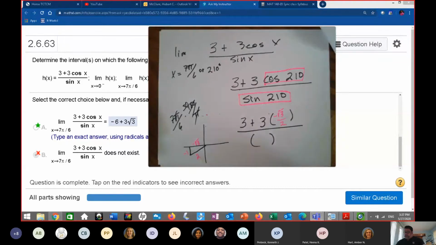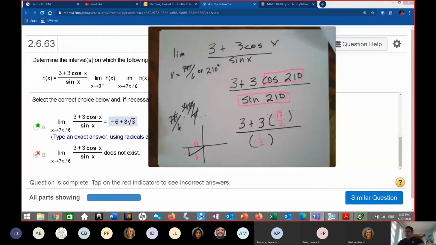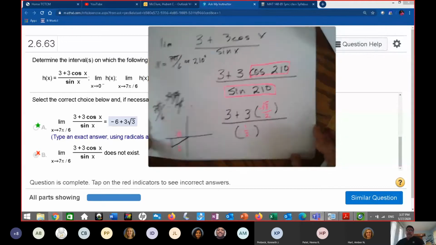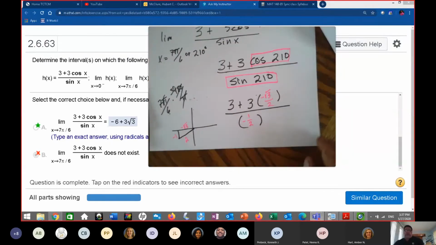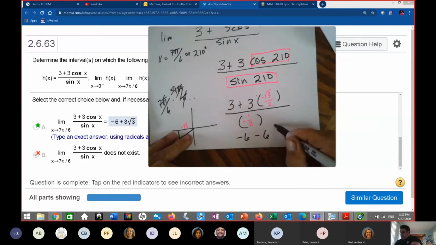Sine is Oscar had, negative 1/2. Now, of course, y'all should be able to do this. I understand that I'm probably knocking some cobwebs loose right here, but y'all should be able to do this. So, what is 3 divided by 1/2? Somebody tell me what that is. 3 divided by 1/2 is 6. So, this is going to be negative 6 minus 6 square root of 3 over 2.